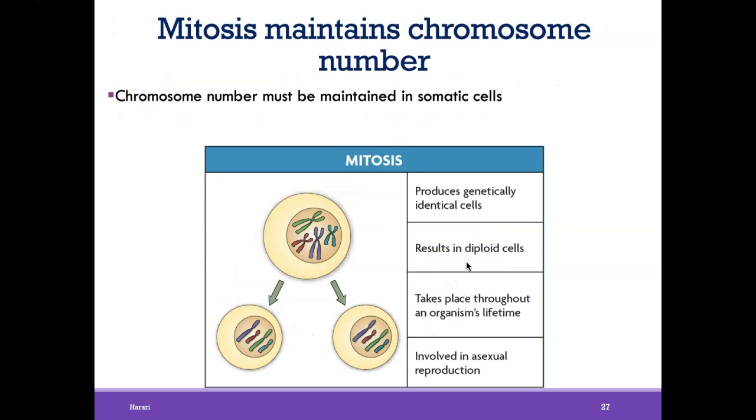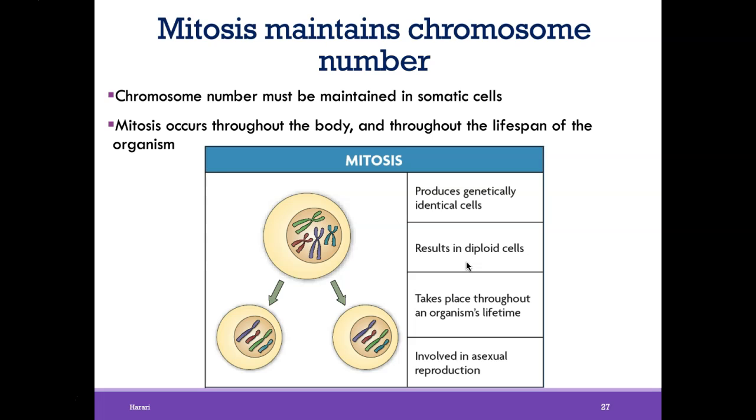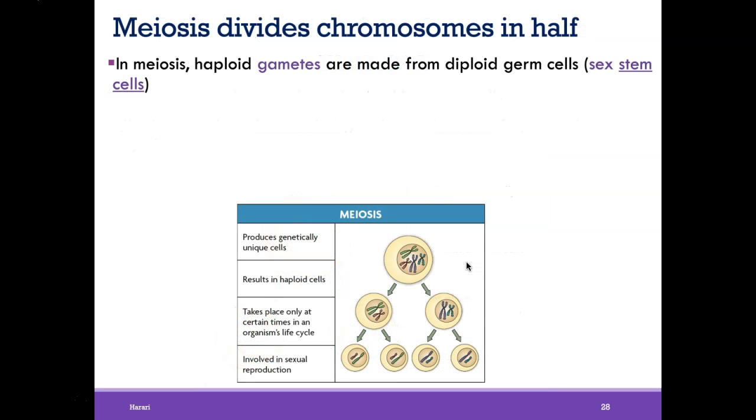So now we're going to talk about mitosis and how it compares to meiosis. We spoke about mitosis last time. We said it keeps the number of chromosomes constant. So if you have a 46 chromosome cell and that undergoes mitosis, you're going to get 2 cells with 46 chromosomes each. And mitosis happens throughout the body and throughout the lifespan of the organism. Meiosis is different. Meiosis divides the chromosome number in half.